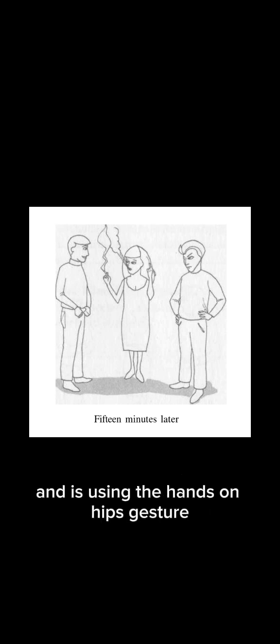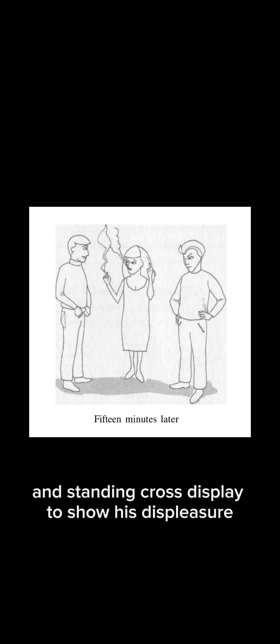The man on the right is unhappy about being excluded and is using the hands on hips gesture, which means aggressive readiness, and standing crotch display to show his displeasure. In summary, the man on the left has won the woman's attention, and the man on the right should leave.